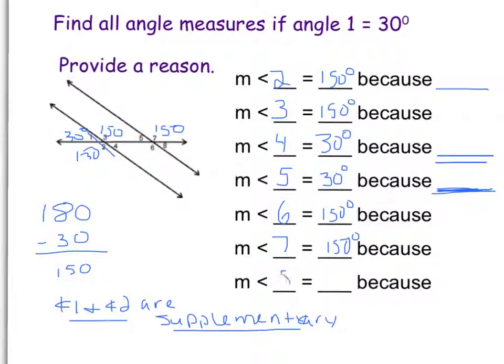All right, and the last one, angle 8, I know is going to be 30 degrees. I probably would use the justification that it is vertical to angle 5. But you could also talk about corresponding to 4, or supplementary to 7 or supplementary to 6, or alternate exterior to 1. So there are lots of different ways that you could justify. I probably, again, would say it because angle 8 and angle 5 are vertical. You choose your justification.